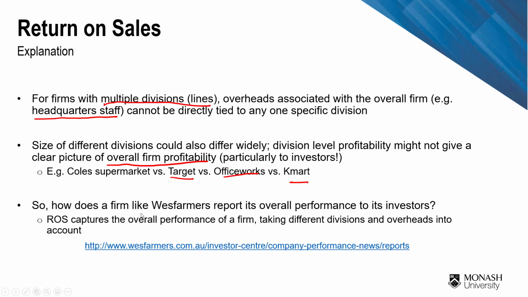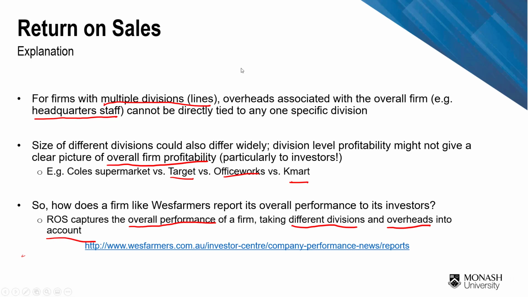So how does a firm like Wesfarmers report its overall performance? What we do is that we ask the company to report the ROS of the overall performance of the firm, and then take different divisions and overhead into account. So we're taking the overall performance of the firm, but we also take into account individual divisions.